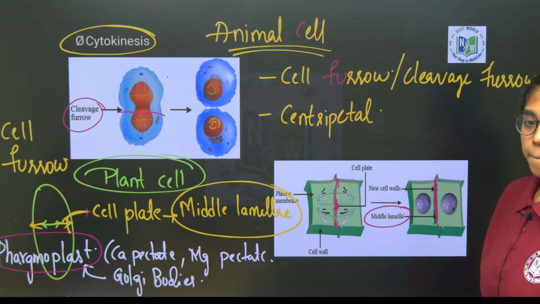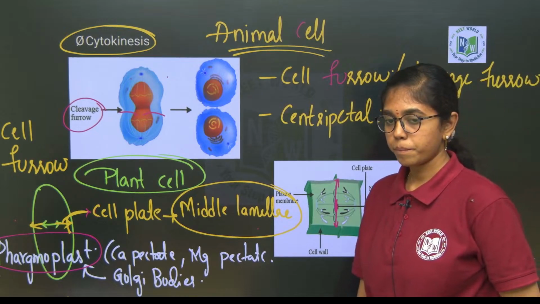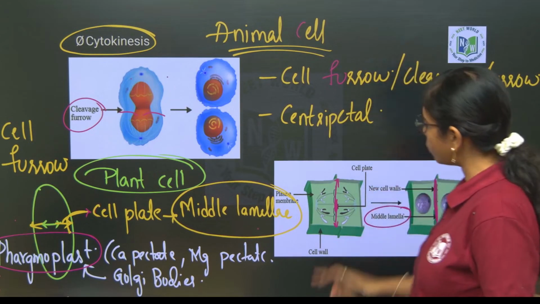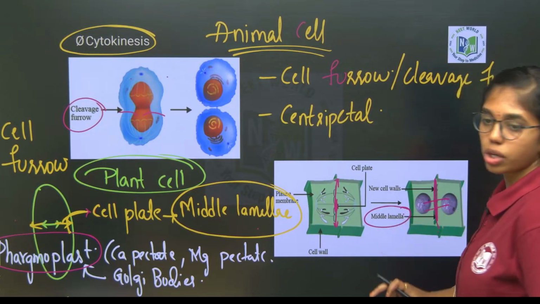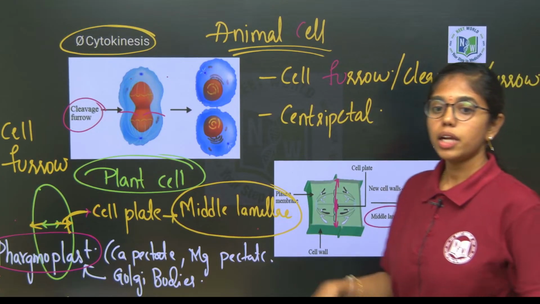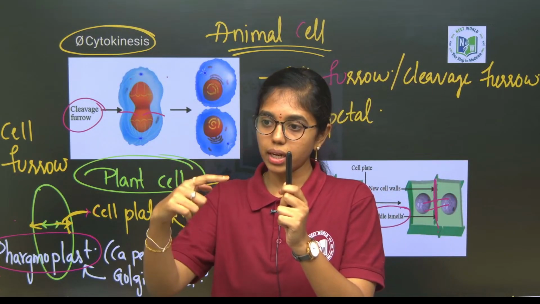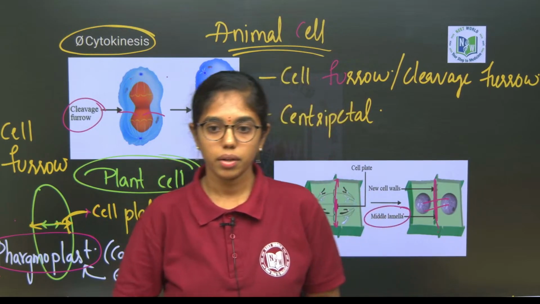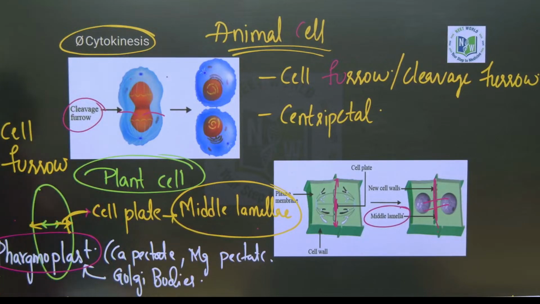The cytoplasmic connections, plasmodesmata, will be present, but they will traverse all the three layers of the cell walls. They will traverse the middle lamella, the primary cell wall and the secondary cell wall, and connect the cytoplasms of two plant cells. So they will still be present. Okay, so till here it is clear, right?